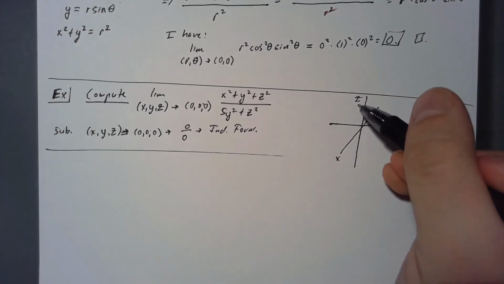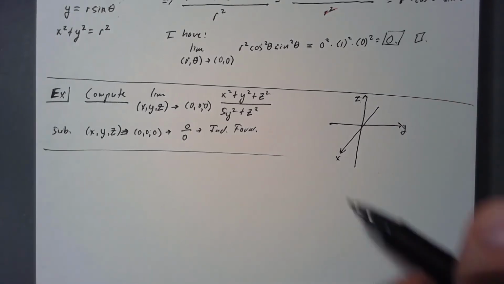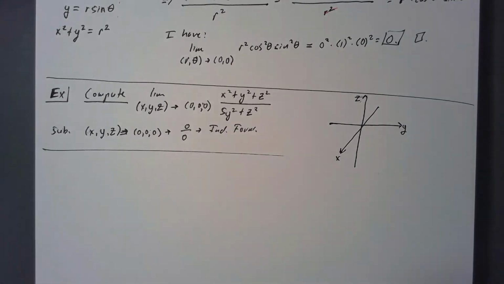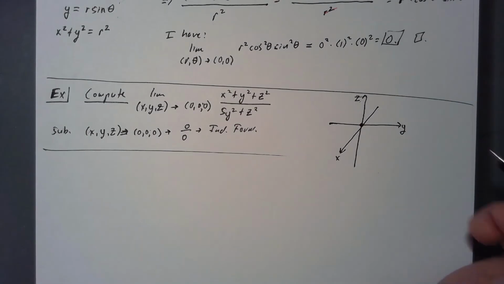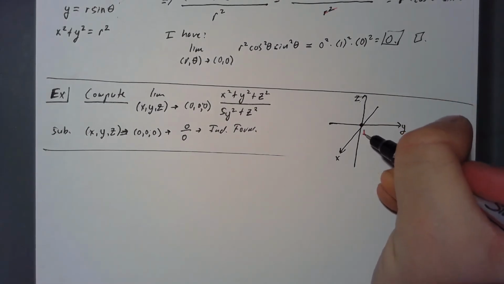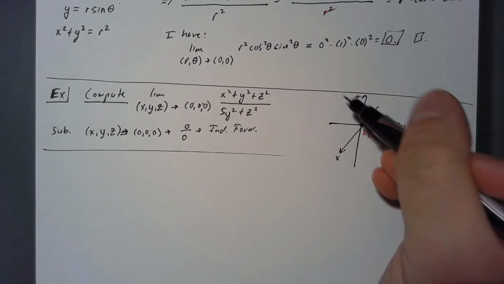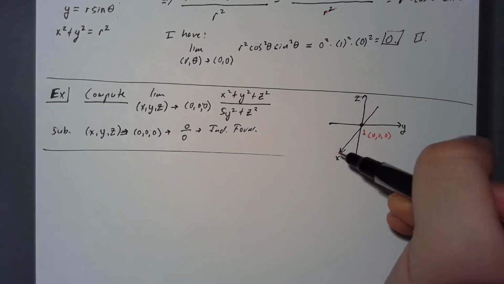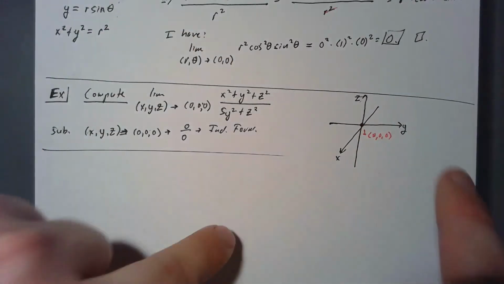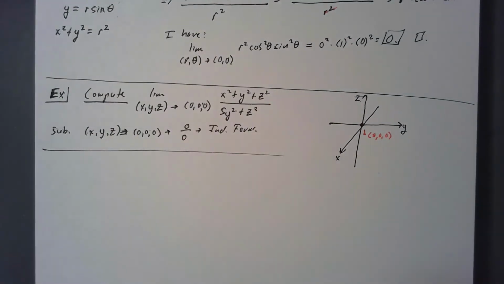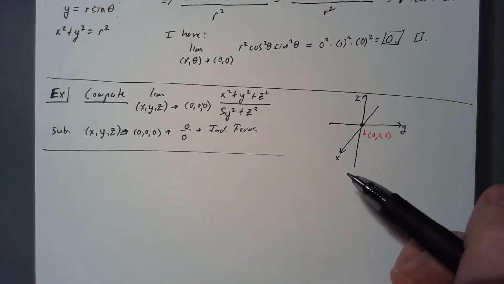This is in R3. So I'm approaching that point, right? I'm approaching 0, 0, 0. And I'm approaching that point in all different kinds of directions, not just along the axis. I could, but in all different possible directions. I just have to find 2 directions that will give me different values for that.